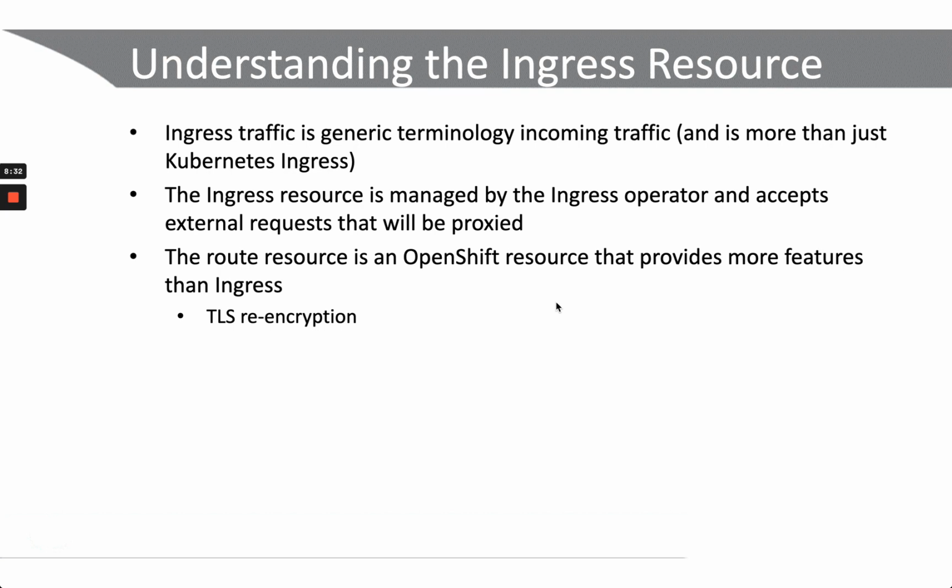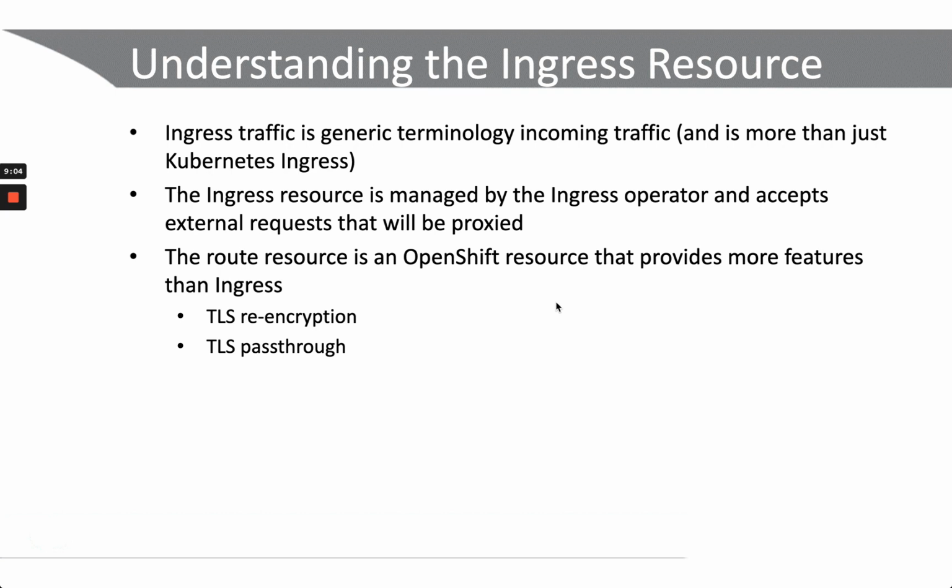OpenShift routes can do TLS re-encryption. What does that mean? That means that incoming traffic is sent to the route. The route for the end user is an endpoint. The end user is not aware of anything that happens after the route. And of course, you want to send the traffic to the route in an encrypted way. Then from the route, the traffic needs to be regenerated and sent forward. And that is what TLS re-encryption can do for you. So you encrypt twice.